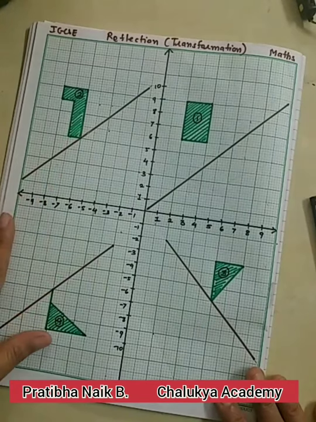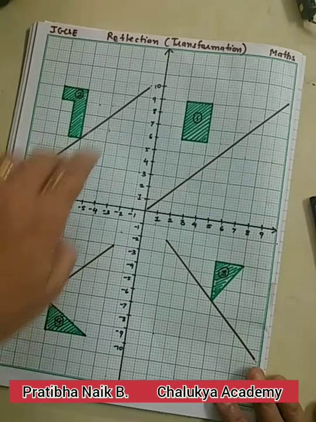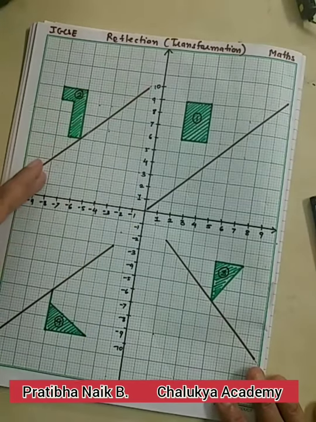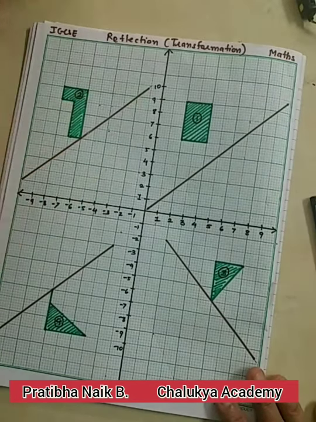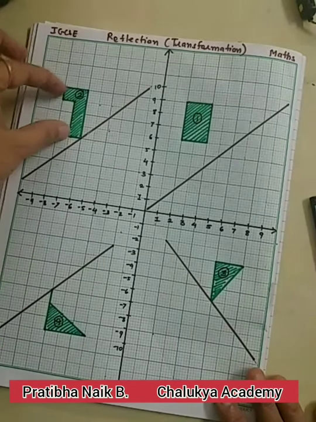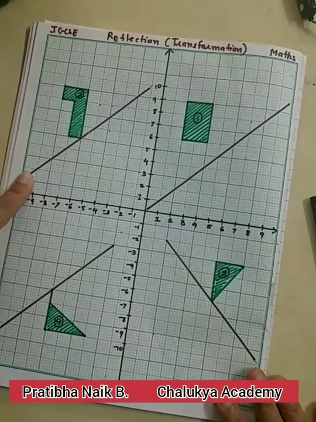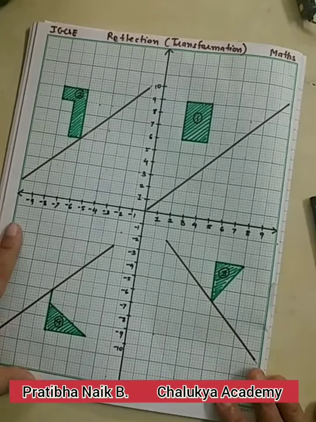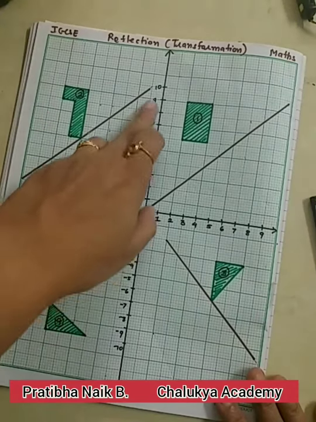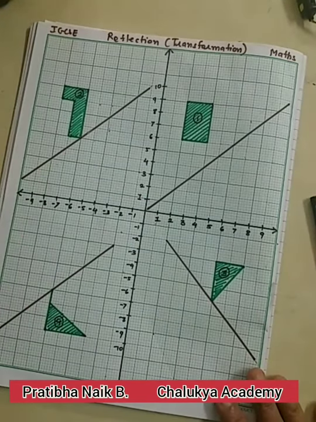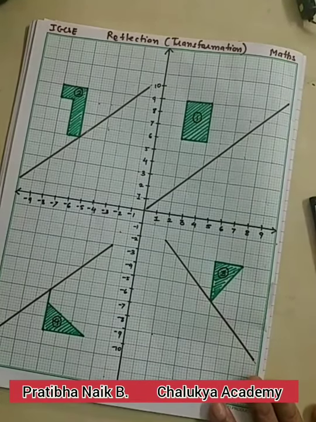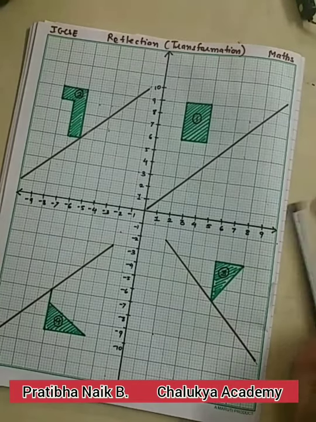Now here you can see it is not parallel to the x-axis. It is not parallel to the y-axis. It is a diagonal. Okay, so this mirror line is diagonally situated. So now here you have to draw the image when the mirror line is not parallel to any of the axes. You have to give the image where the mirror line is diagonal to the given axis. So now let's see how to draw the image of the given object over here.